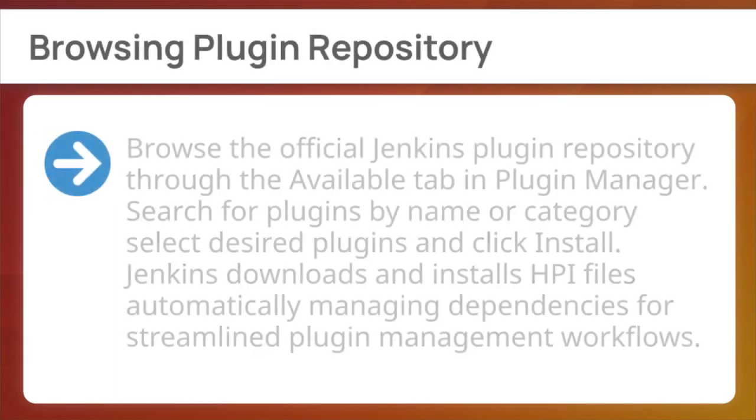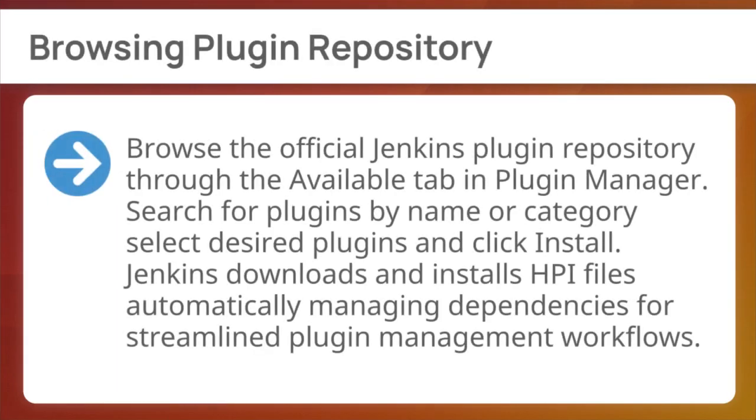Next, browsing plugin repository. Browse the official Jenkins plugin repository through the Available tab in Plugin Manager. Search for plugins by name or category, select desired plugins, and click Install. Jenkins downloads and installs HPI files, automatically managing dependencies for streamlined plugin management workflows.